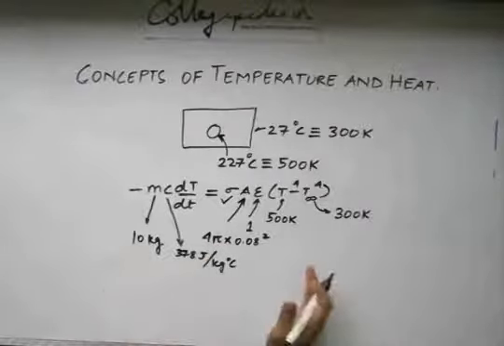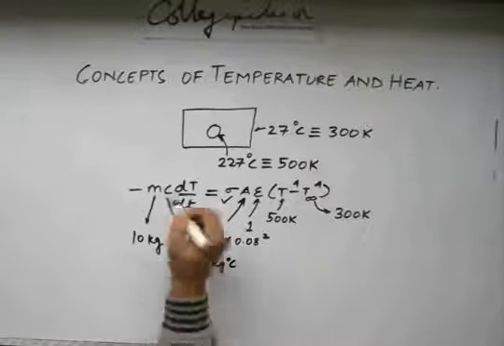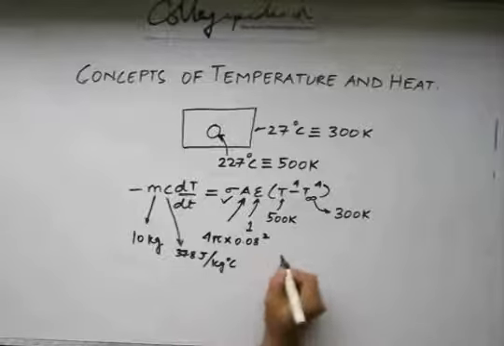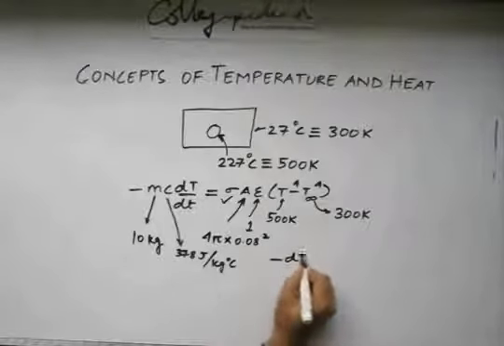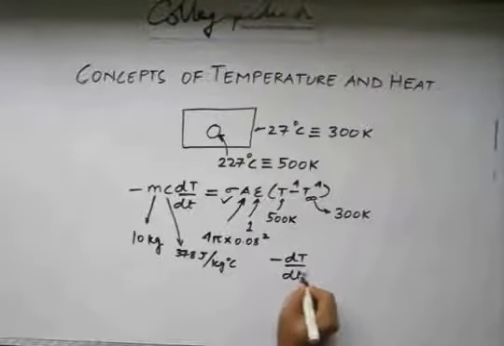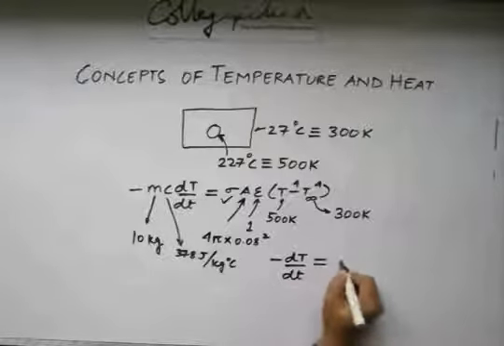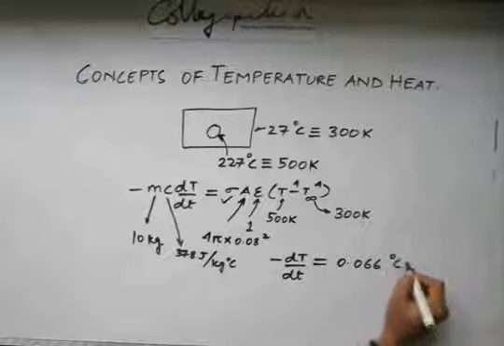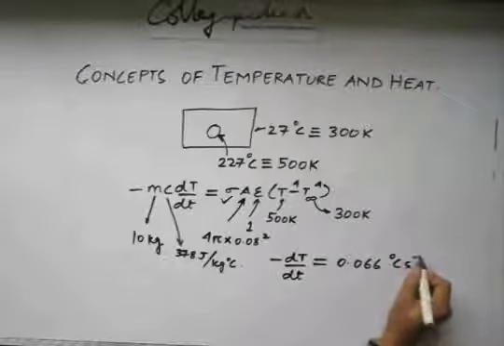So we have our equation. What we really need to find out is minus dT by dt. This, if you solve, will give you minus dT by dt to be equal to 0.066 per degree Celsius per second.